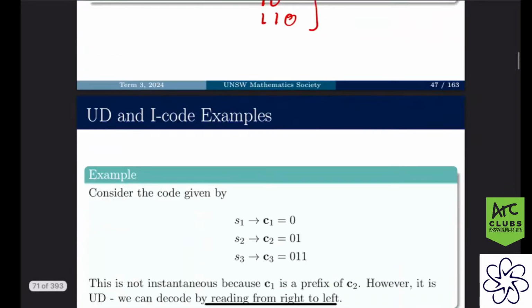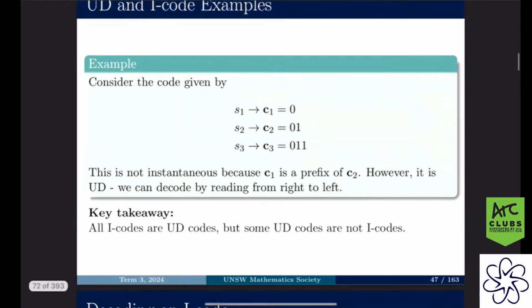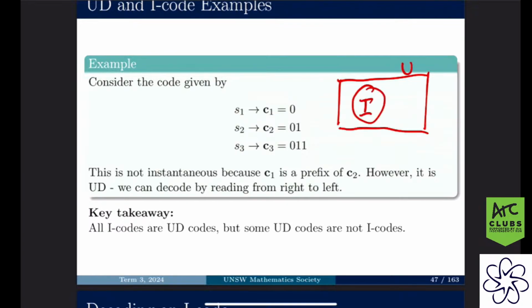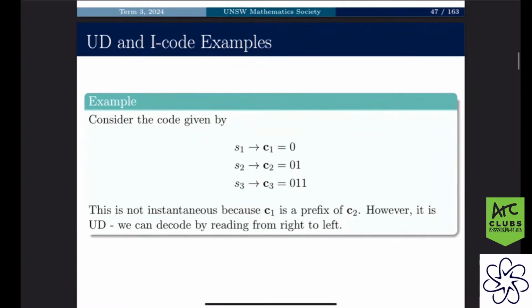All right, let's move on. This is what is said there. Oh, hey, here's a cool takeaway. When we look at instantaneous and uniquely decodable codes, instantaneous codes are actually a subset of uniquely decodable codes. So every instantaneous code is uniquely decodable, but not every uniquely decodable code is instantaneous. And that's exactly what we saw here, right? It was uniquely decodable, but it was not instantaneous.